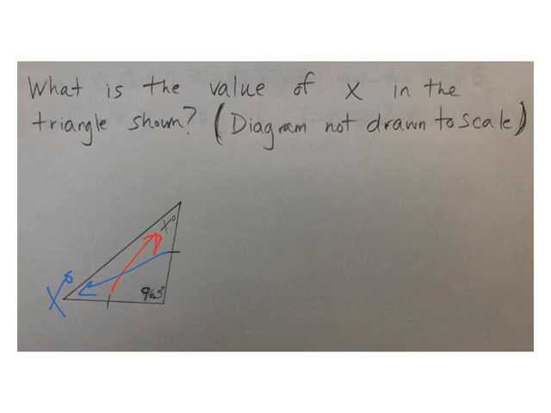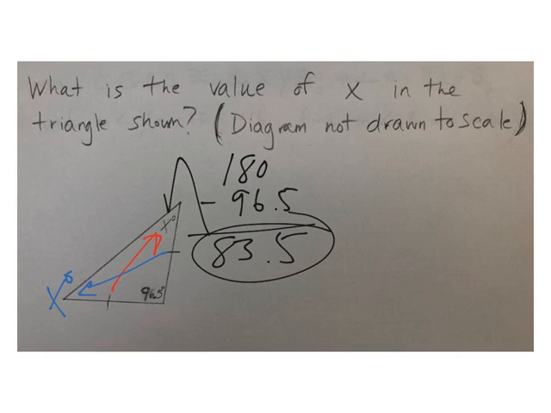Now, how much is x worth? I don't know yet, but what I can do is I can say, well, 180 minus 96.5, and I would get 83.5. Now, 83.5 is this angle plus this angle. So it's the rest of the triangle. I only want to know one of those x's. So in order to do this, I would have to divide this by 2.